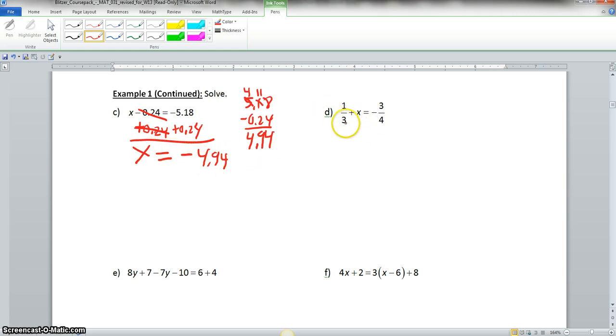Now we go here to D. Now we're dealing with fractions. We have 1/3 plus x is equal to a negative 3/4. Now remember, we want this x by itself.